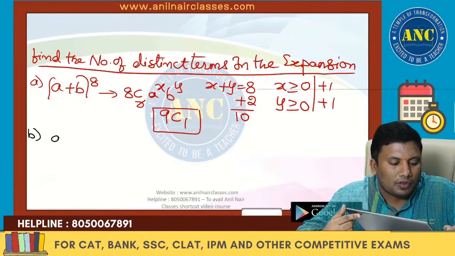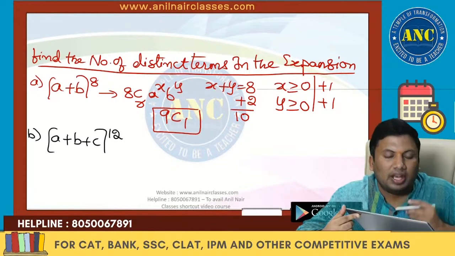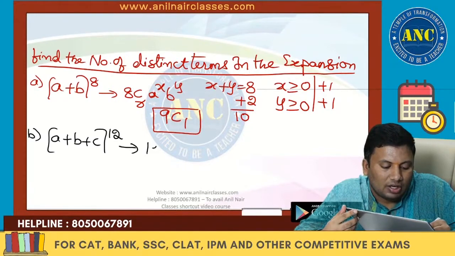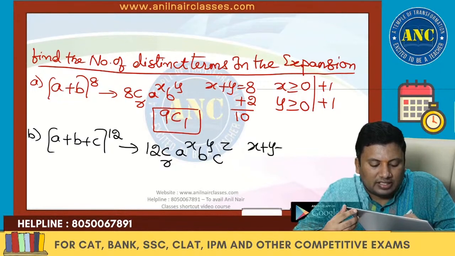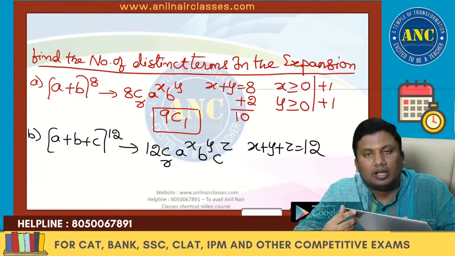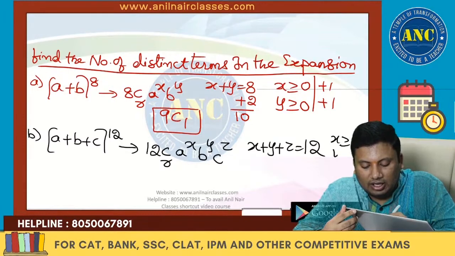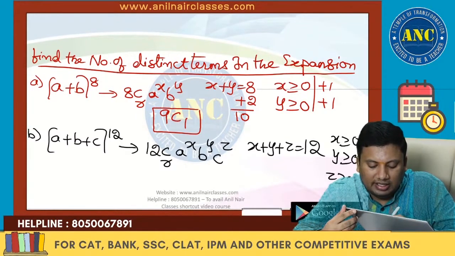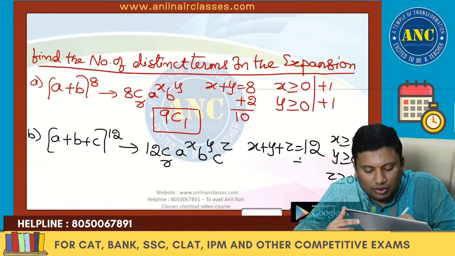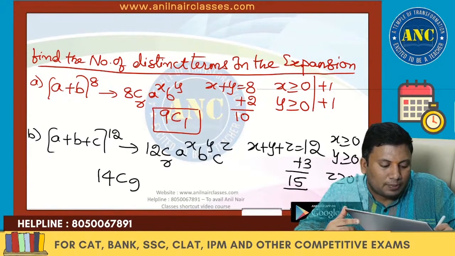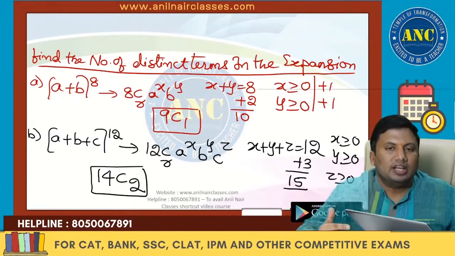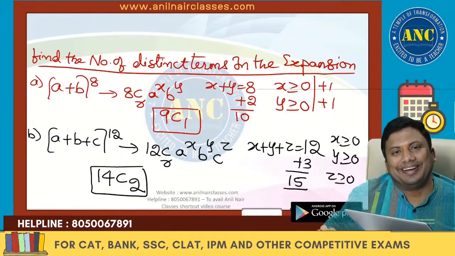Similarly, (a plus b plus c) power 12. See here, right? Thematic based learning. 12Cr, a power x, b power y, c power z. x plus y plus z should be equal to the power, 12. x is 0, y is 0, z is 0. 3 should be added. 12 plus 3, 15. 15 balls are there, 14 gaps. 3 variables, 2 cuts. The answer is 14C2. I hope the idea is clear.